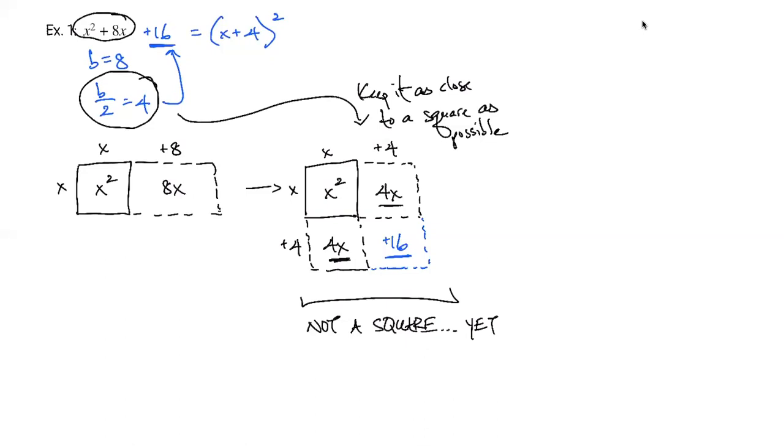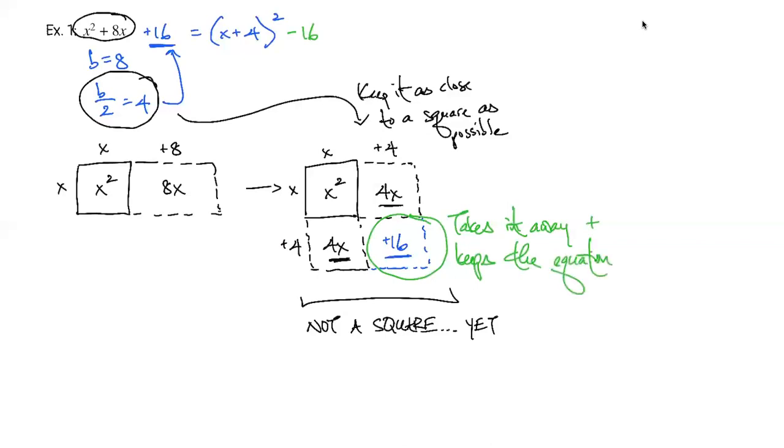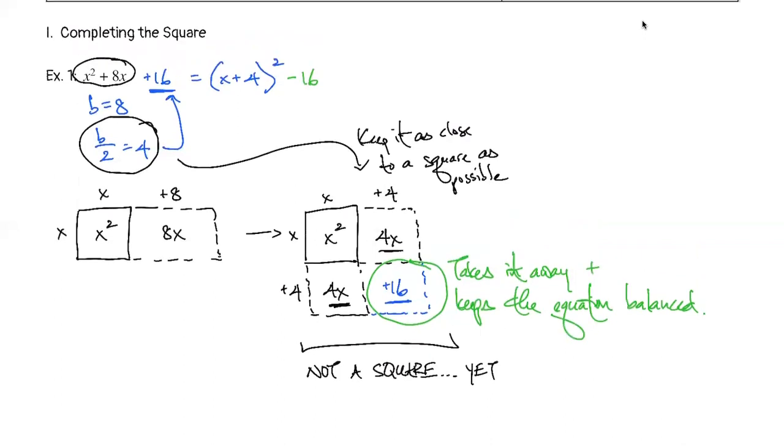And so what we have to do is, this is why we need to balance it. So we do minus 16, which really takes this part away and keeps the equation balanced. So we didn't actually change the original problem, okay?